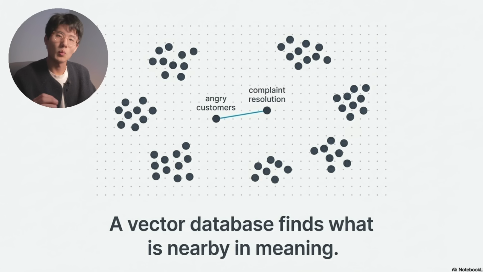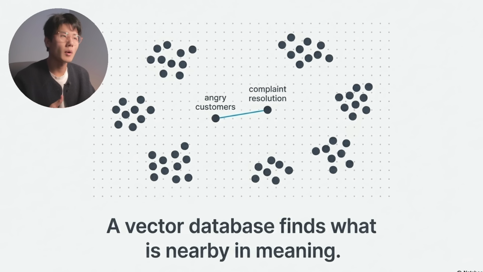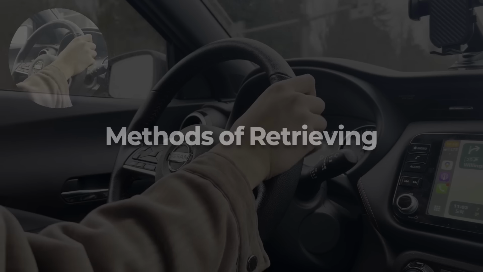A vector database is one type of card catalog. It works by converting text into math coordinates and finding what is nearby in meaning. That is what we call semantic search. Say, for example, you ask, how do we handle angry customers? It will find documents about complaint resolution, even if those exact words never appear in the question. That is genuinely useful, but it is not the only way to rummage through your library.